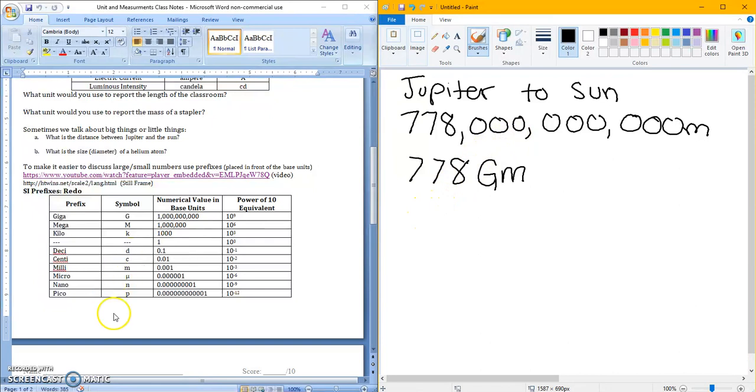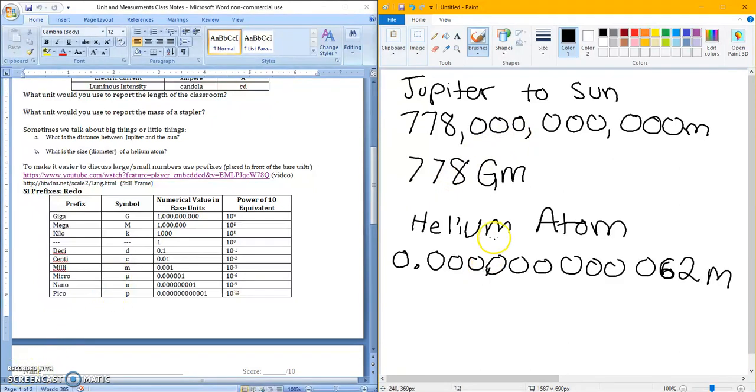So what about a helium atom? How small is a helium atom? Whew! That guy is extremely small. Look at that, 0.00000062 meters. He is very, very, very tiny. And that's a lot of zeros to write again.